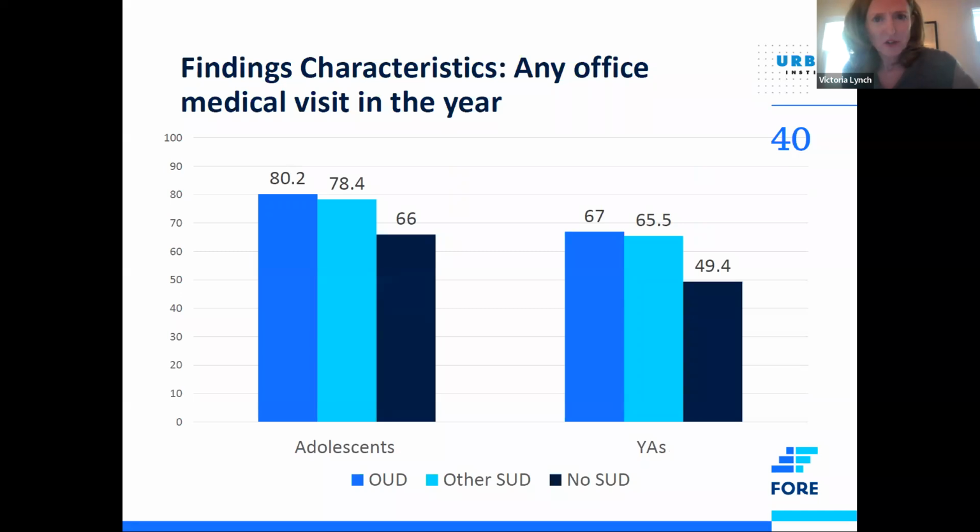This slide shows any office medical visit in the year. The big takeaway here is just that people are getting medical services in an office, and particularly those with SUD. It's basically 4 out of 5 of the adolescents with OUD who were observed in an office setting, and it's higher among folks with an SUD diagnosis.